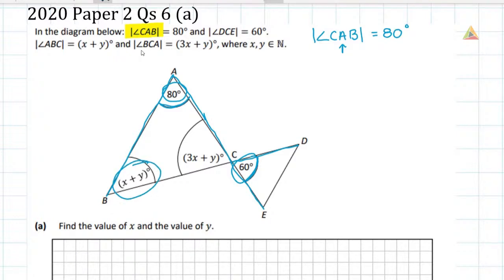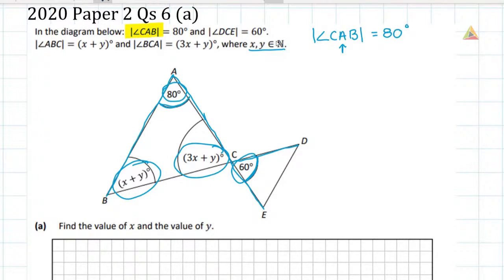And the size of the angle that starts at the letter B, goes to the letter C and then to the letter A is going to be 3x plus y degrees. So it starts at B, goes to C and then to A. So that's this angle here. And it tells me that x and y are elements of N. So this means they're natural numbers. So they're going to be positive whole numbers.